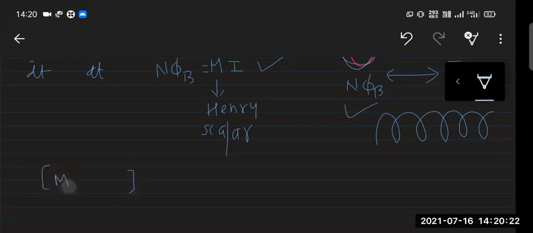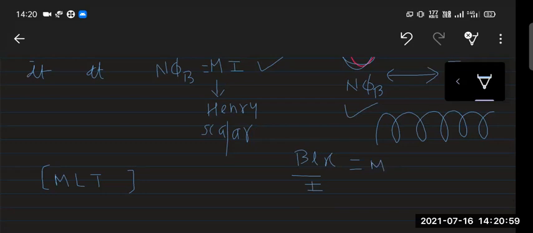N is a number, so that won't count. Yes, and then flux. Okay, so how will you write the value of flux? Flux is equal to BLX. Through BLX, we can find the dimension. Okay, B, L, X. B is the magnetic field, that is M.